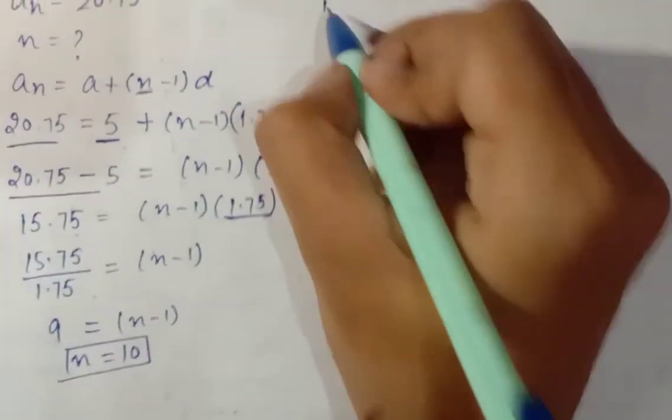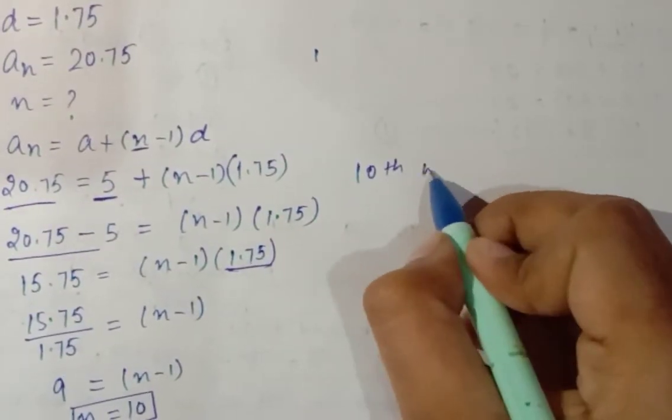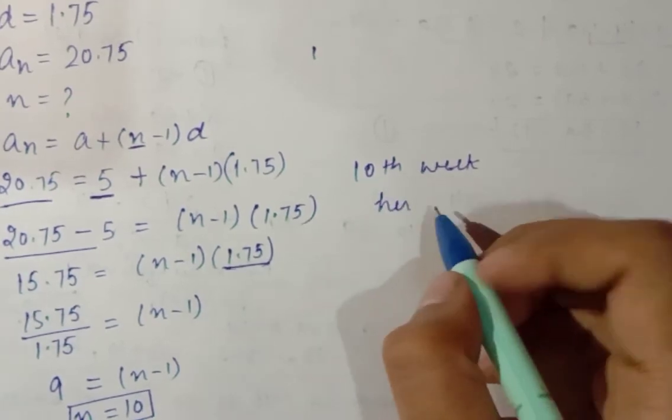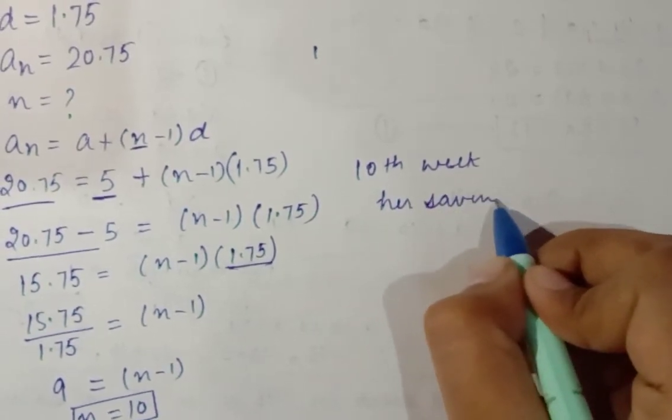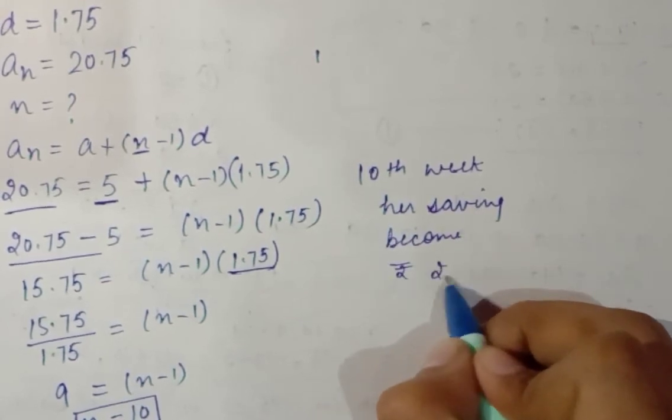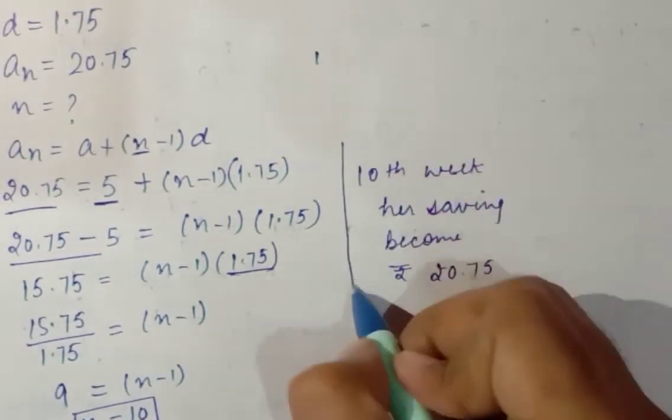So in the 10th week her saving becomes rupees 20.75. This is our answer.